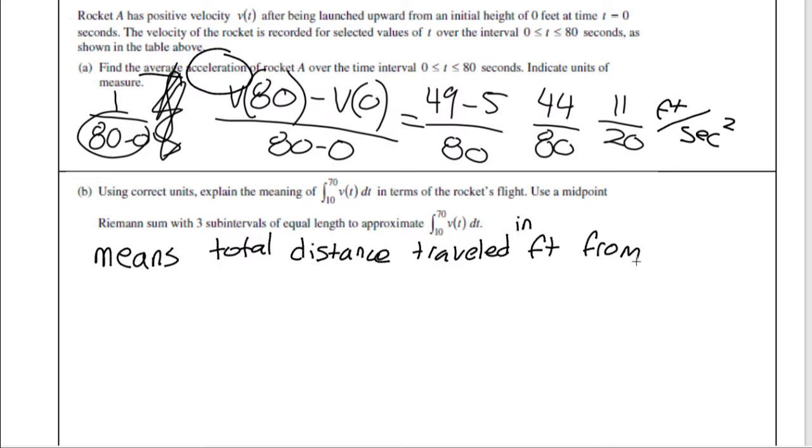Wait, so this traveled in feet per second? Because that's how it's said in the table. So distance is just measured in feet. Yeah, so the antiderivative of velocity is position, which is in feet. And then our bounds were from 10 to 70, and that was in seconds, from 10 to 70 seconds.